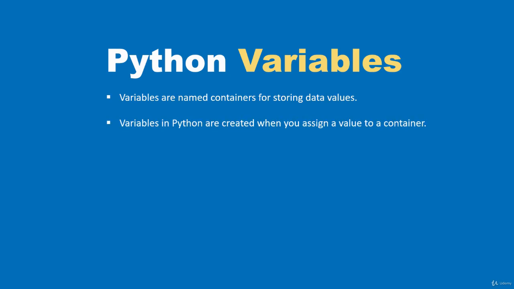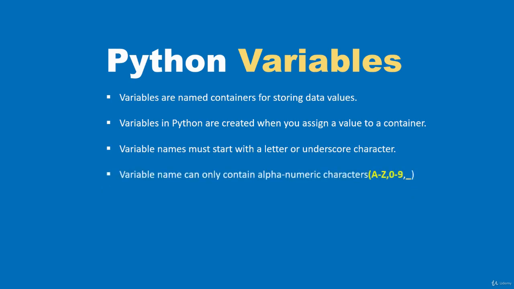There are a few rules that you need to know before you create variables in Python. A variable name must start with a letter or the underscore character. The variable name can contain alphanumeric characters and the underscore character. So it can contain from characters A to Z, numeric from 0 to 9, and the underscore character. A variable name cannot start with a number.